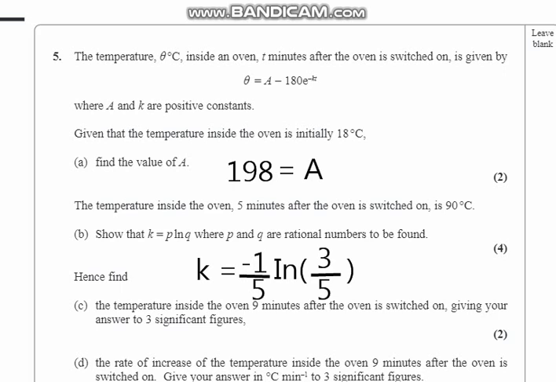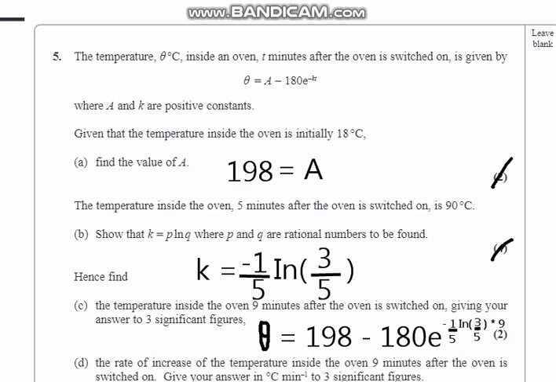And that's our final product. Those are 4 marks and 2 marks done. Moving on to the C part. The temperature inside the oven 9 minutes after the oven is switched on, giving your answer to 3 sig figures. Now we have to find the temperature, that's theta degrees Celsius, and we all know the K value and the T has been given, so that'll be easy, just substituting these values in.